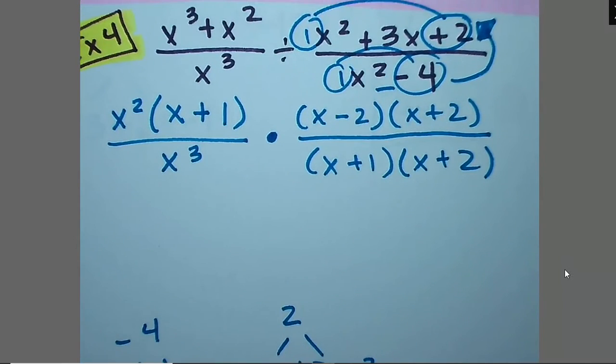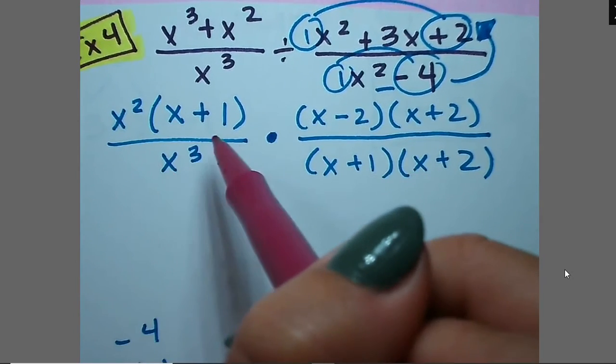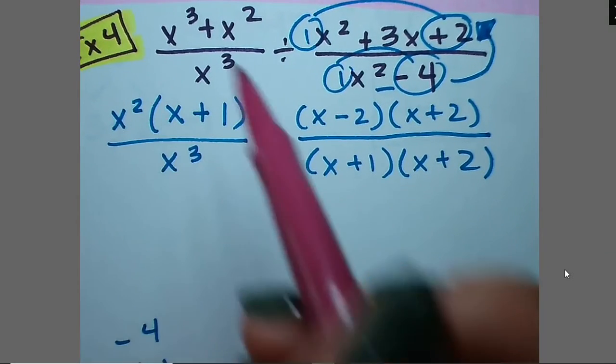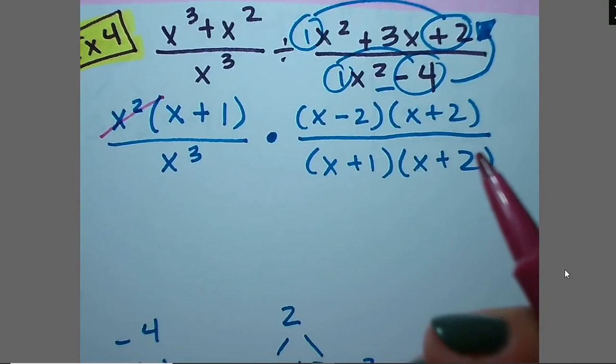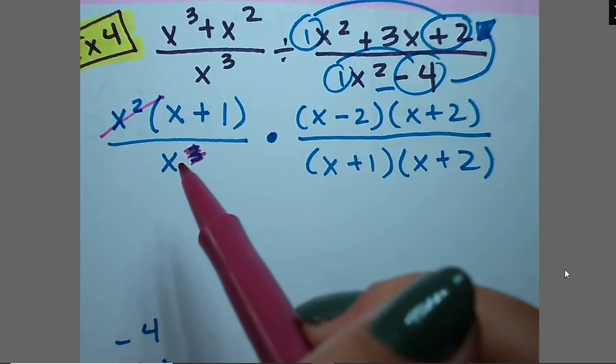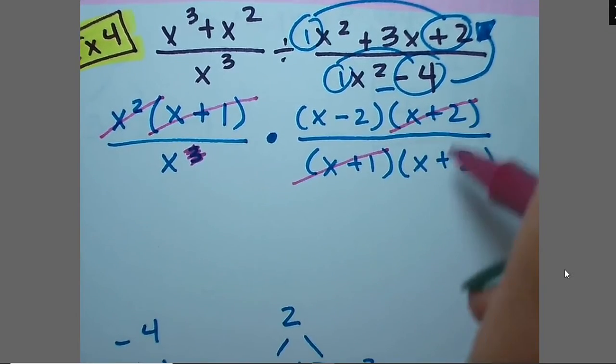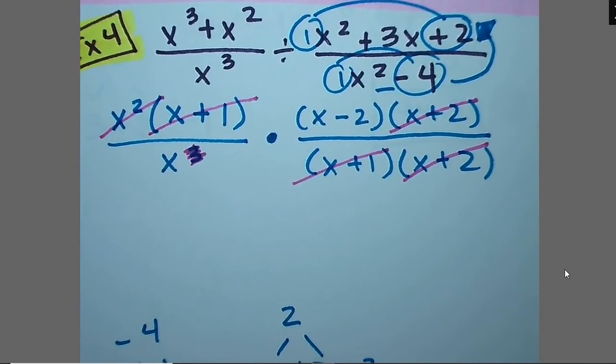Now that we're here, we can go ahead and cancel things out. We have 2 x's on the top and 3 x's on the bottom, so 2 of those are going to cancel out. That one's going to go away completely, and this one is just going to become regular x. Then I have x plus 1 on top and bottom, and x plus 2 on top and bottom. So now what we're going to be left over with is x minus 2 divided by x.